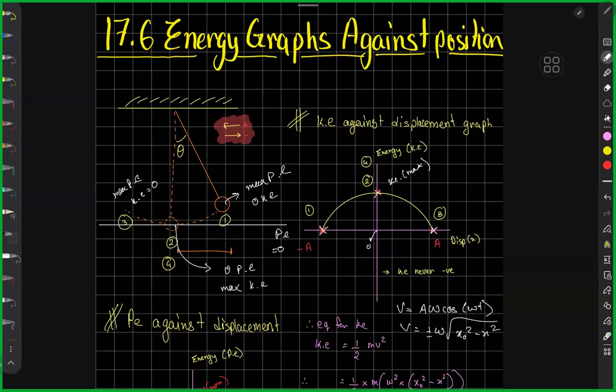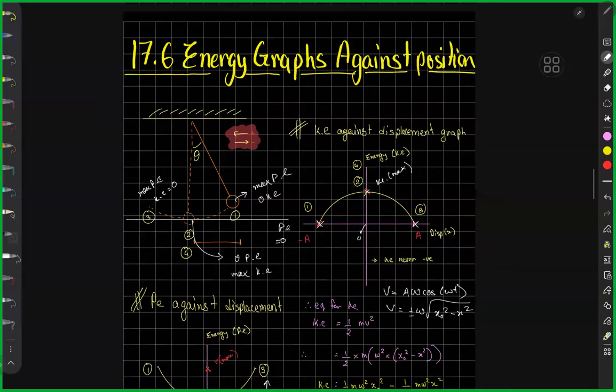So what we realized is when we plot the kinetic and potential energy, we get something like this. So this is the kinetic energy against displacement. At my displacement is 3, that is this one, I have 0 kinetic energy. And at position 1, I have 0 kinetic energy. When do I have the maximum? At position 2. And when I connect all of these points, I get something of a semicircle.